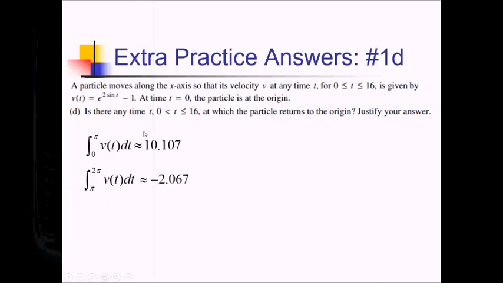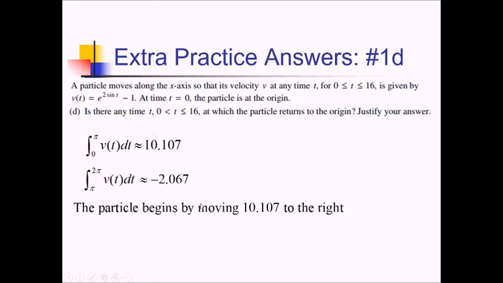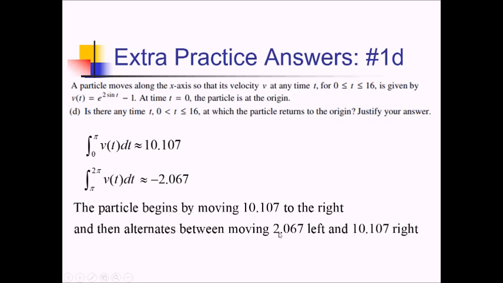So we initially start out moving 10.107 to the right. Then we follow that up by going 2.067 to the left. And then we go 10.107 to the right. And we keep alternating back and forth between these. Since you're going more to the right each time than you are going to the left, your particle is never going to return to the origin.